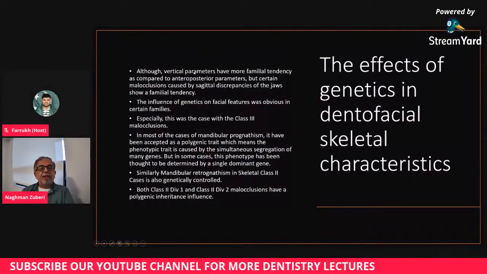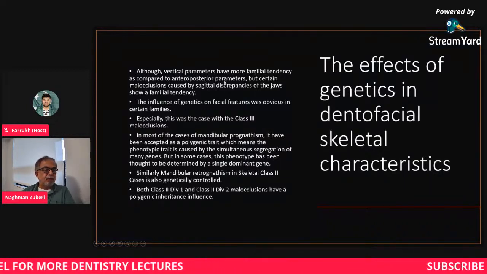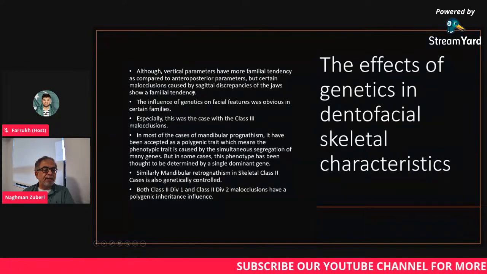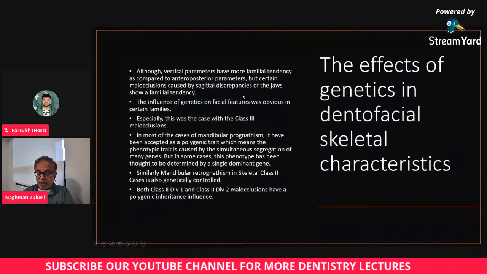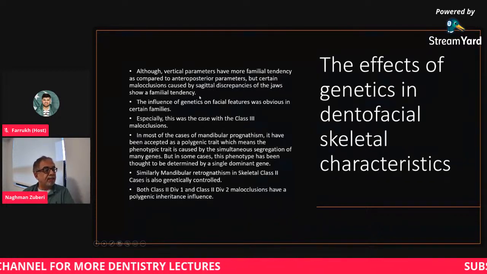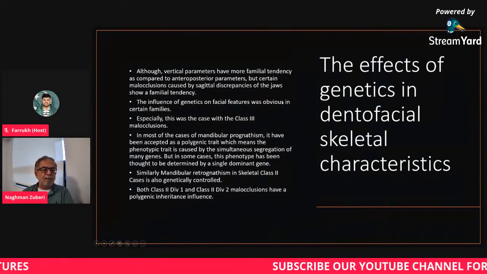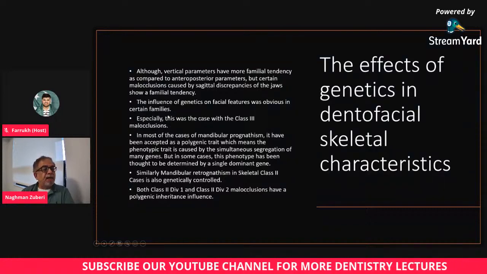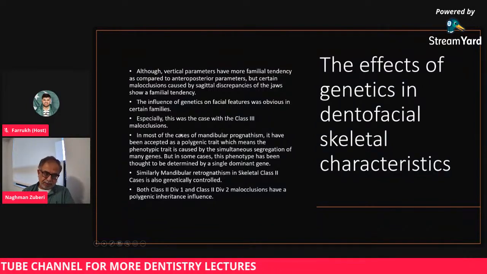Although the vertical parameters have more familial tendency as compared to anteroposterior parameters, certain malocclusions which are caused by the sagittal, meaning anteroposterior, discrepancies of the jaws show a familial tendency. The influence of genetics on facial features was obvious in certain families, especially when we talk about the class 3 malocclusions.